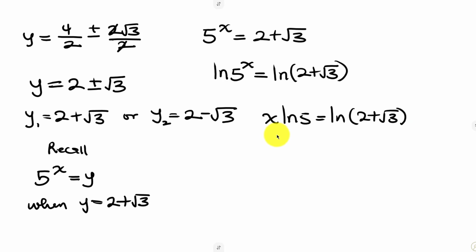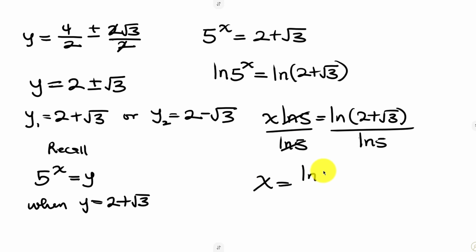Now dividing both sides by ln of 5, you see that ln of 5 cancels out, leaving the value of x to be equal to ln of 2 plus the square root of 3 all over ln of 5. So this is one value for x. Now to get the other value for x, we use when y is 2 minus the square root of 3. So when y, this time, y equal to 2 minus the square root of 3.